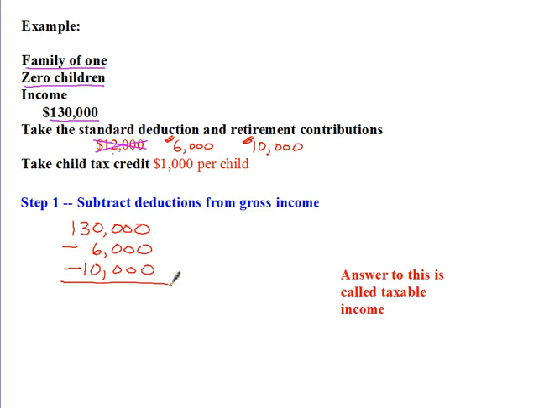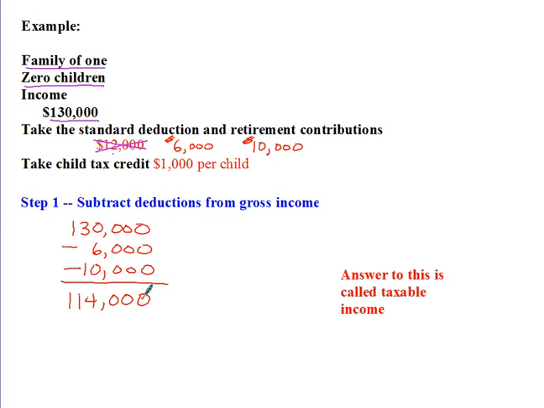So we go ahead and do our calculation. We have the $130,000 of gross income minus the $6,000 standard deduction minus the $10,000 that they put into retirement accounts. Those are their deductions. That gets them to $114,000 of taxable income. That's $114,000 of taxable income.